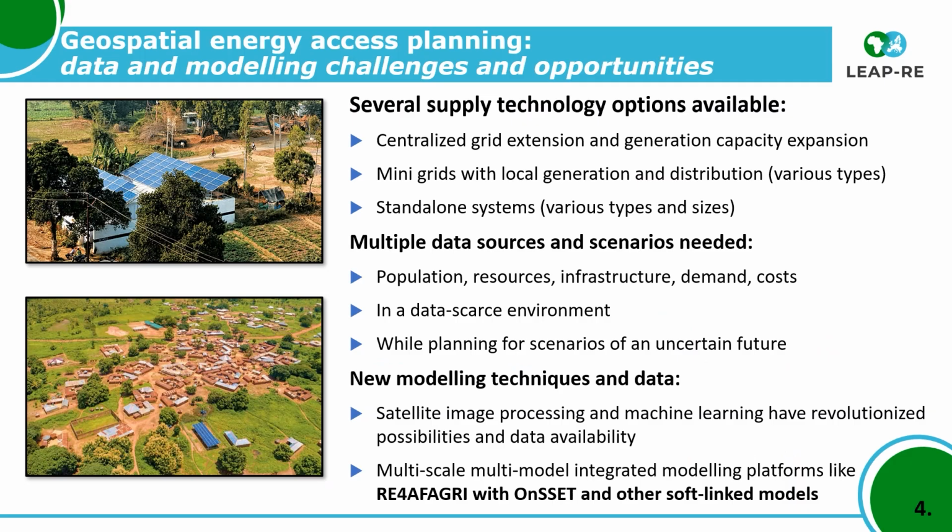The geospatial energy access planning problem has many different challenges, however, with also many different opportunities. There are several supply technology options available, including centralized grid extension, mini-grids, and standalone systems. This also needs many different data sources and scenarios such as population, energy resources, infrastructure, demand, and costs. Doing this in a very often data-scarce environment and planning for scenarios of a very uncertain future.